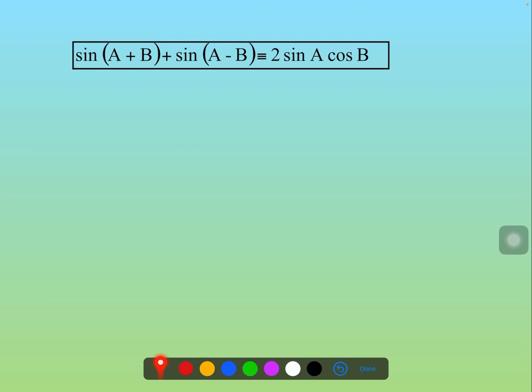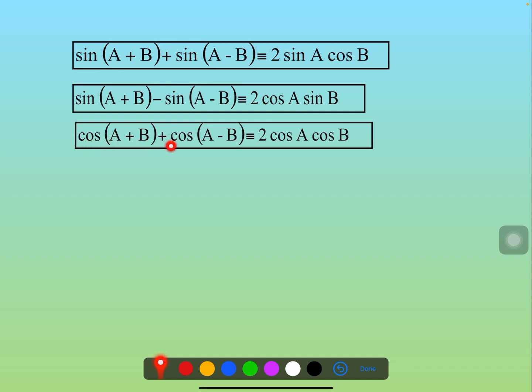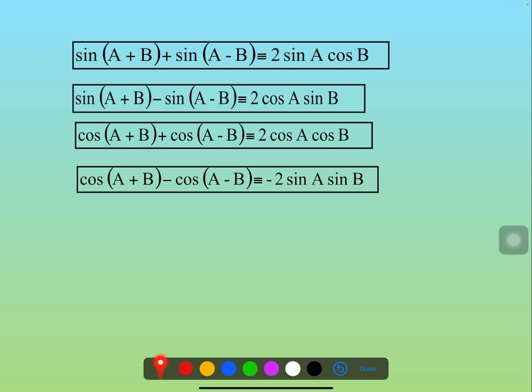Okay, now we go to the next part. Sine A plus B plus sine A minus B is equivalent to 2 sine A cos B. Sine A plus B minus sine A minus B is equivalent to 2 cos A sine B. Cos A plus B plus cos A minus B is equivalent to 2 cos A cos B. Cos A plus B minus cos A minus B is equivalent to minus 2 sine A sine B.